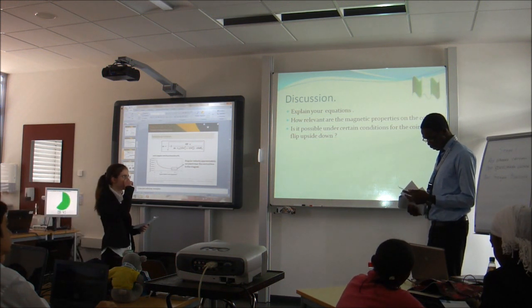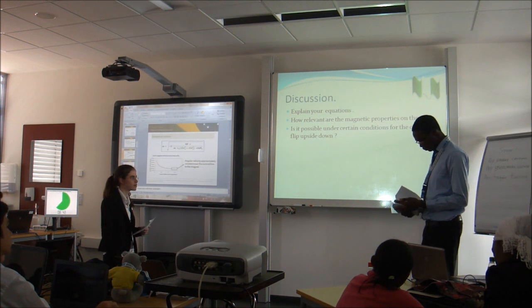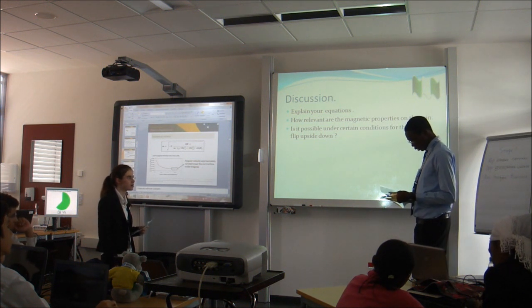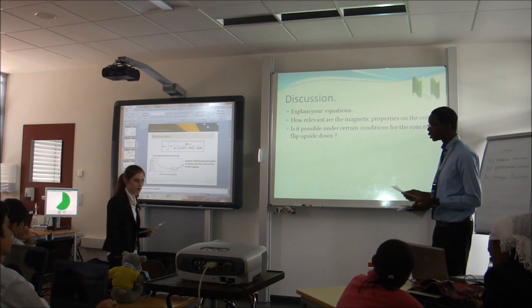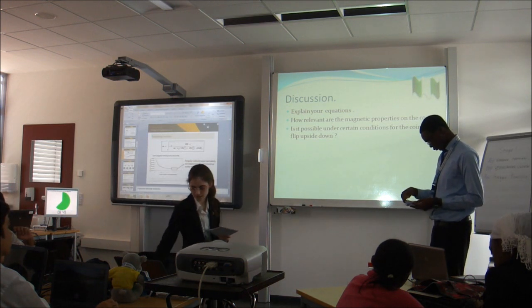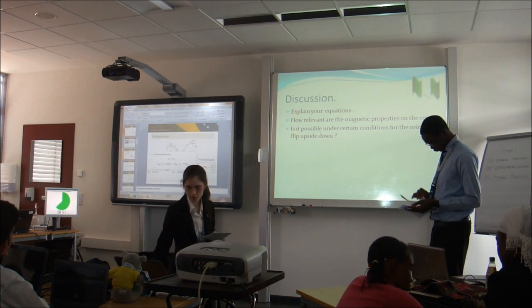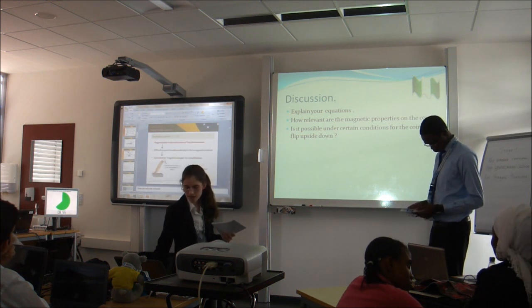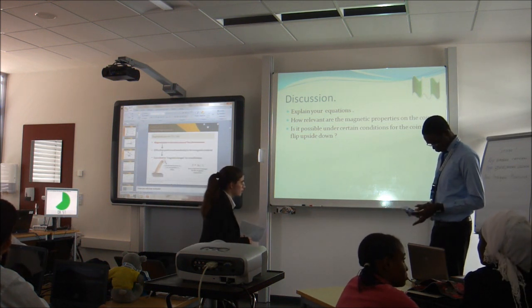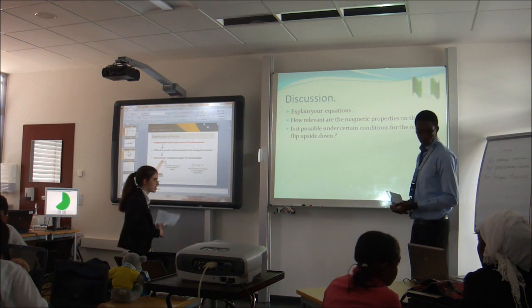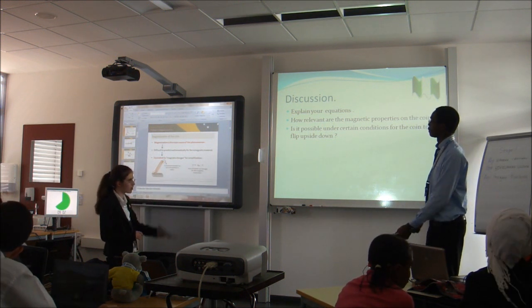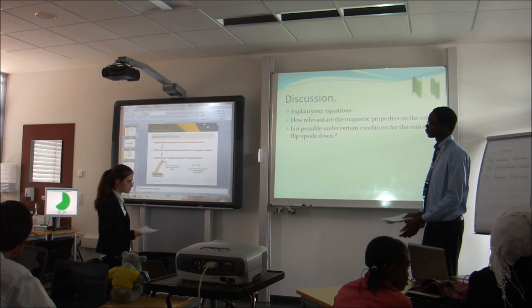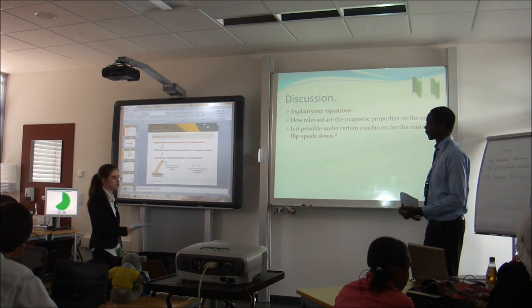How relevant are the magnetic properties of the coin? As I said before, the magnetization is really important because you have magnetic momentum, and this is the main cause of the phenomenon. This is what causes the coin to oscillate or to fall down or to get its motion, whatever it is.